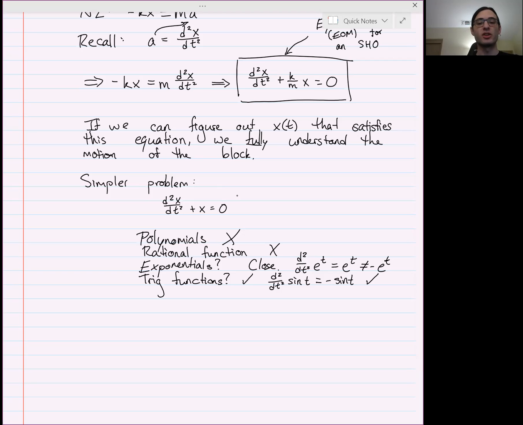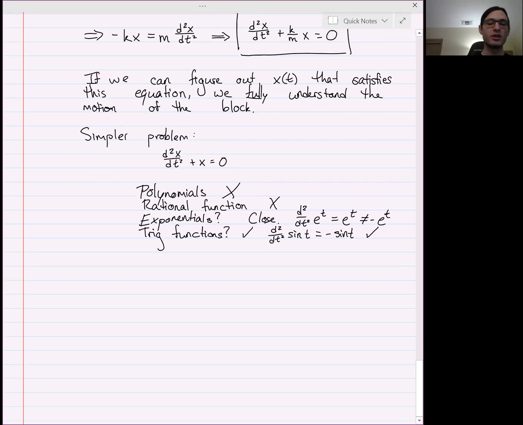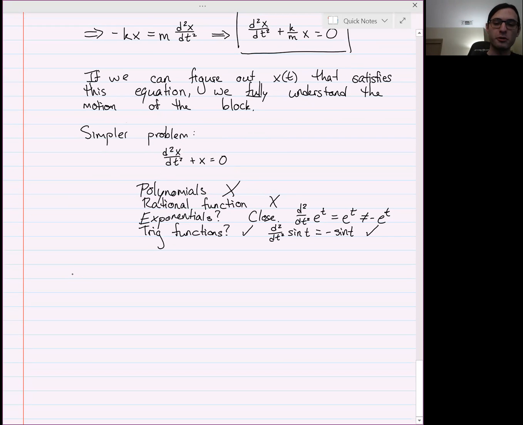And so it turns out that solutions to equations like this, and indeed to equations like this one, are trigonometric functions. In particular, they're sines and cosines. So if we dress up the sine function enough, we can actually solve the above equation.